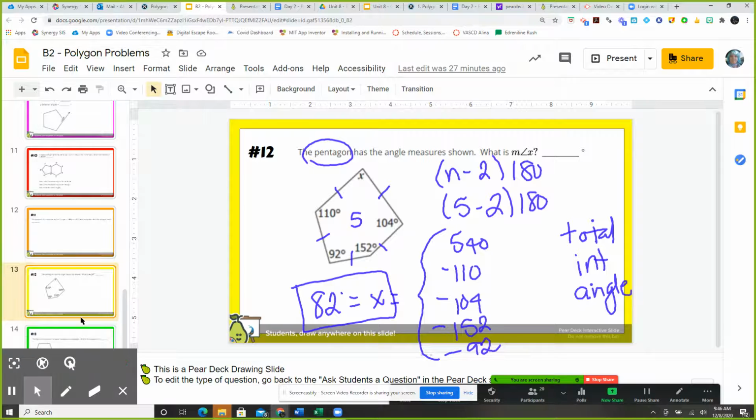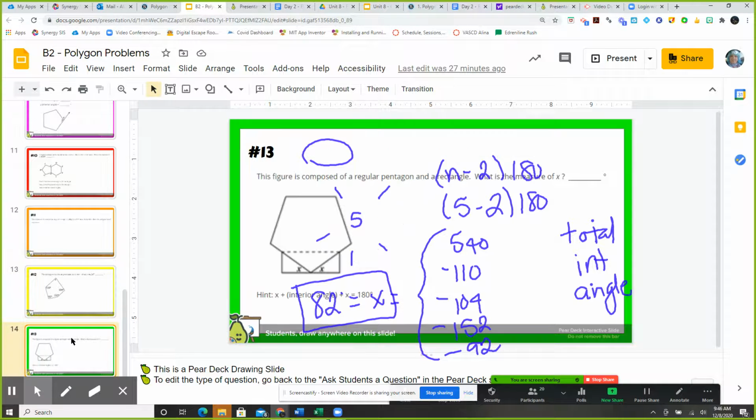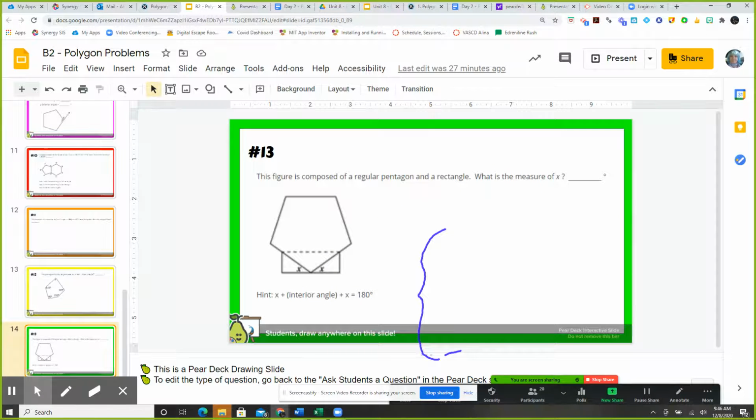I think we've got a couple more slides. Oh, maybe one more slide. Yay!